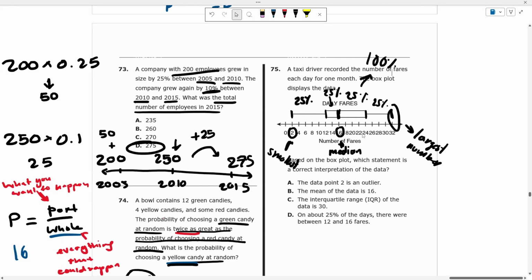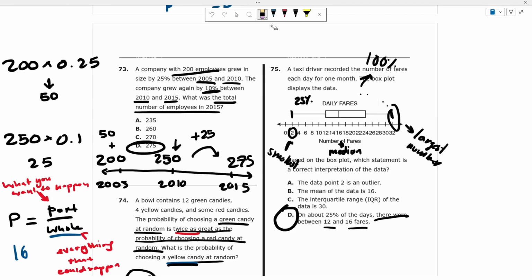So let's interpret this data. The correct interpretation of this data would be D. On about 25% of the days, there were between 12 and 16 fares. Well, let's look at that. If we know that the distance between each line is 25%, then 25% of the data falls between this line and this line, 12 and 16.